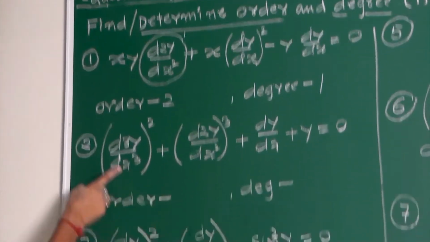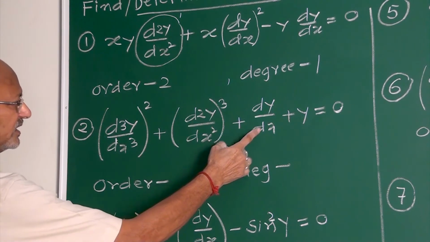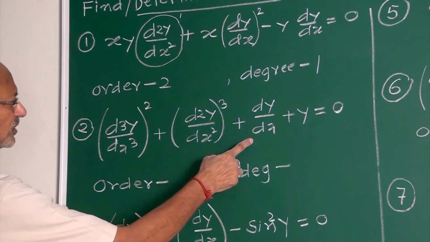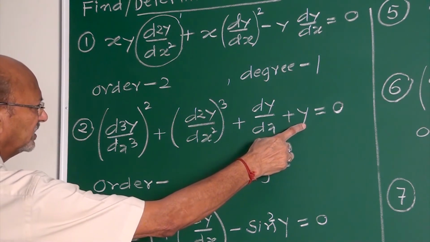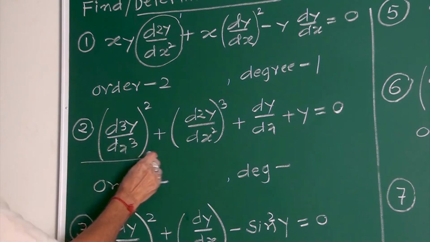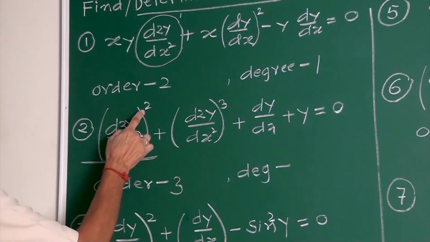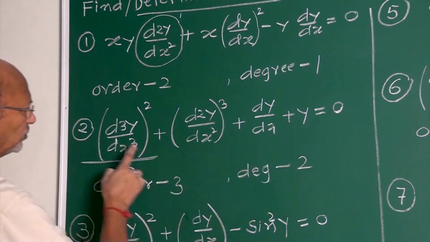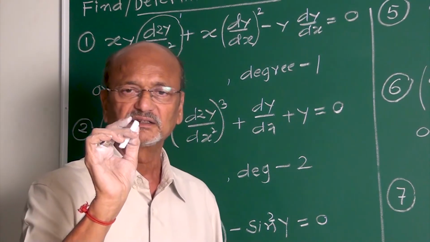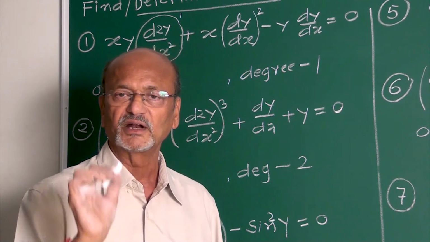This is the second: d3y by dx3, d2y by dx2, dy by dx plus y. The derivatives are of order 3, order 2, order 1. No order for y, it is a dependent variable. Then which is your friend? This is your friend, the highest order, whose order is 3. What is the power of the bracket? It is 2. So order is 3, degree is 2. What I told: first you have to mark that highest order derivative, my friends. Then you write its order.